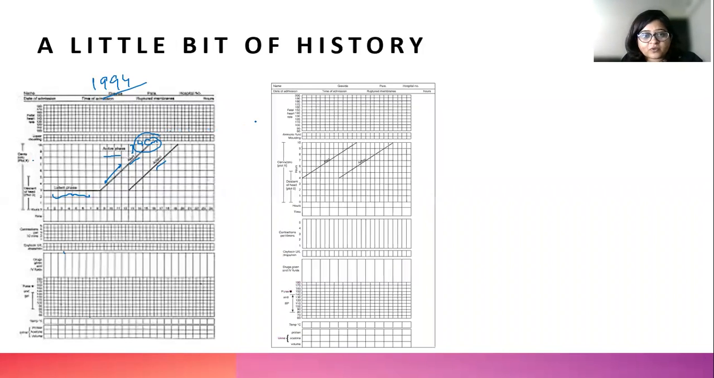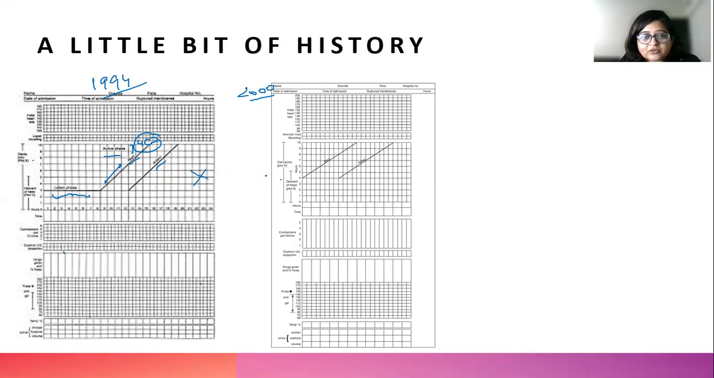So let's go to what happened in the year 2000. The modified partograph came out. The modified partograph did away with the latent phase. You can see there's no latent phase here because the latent phase is very subjective. And when the patient actually transitions from latent phase to active phase, no one really knows. So it becomes difficult to plot this. That's why this was done away with.